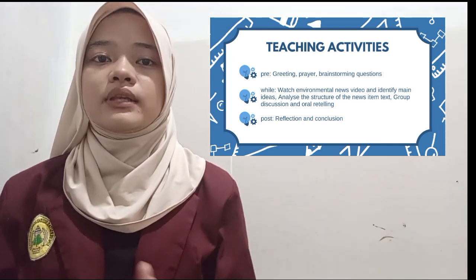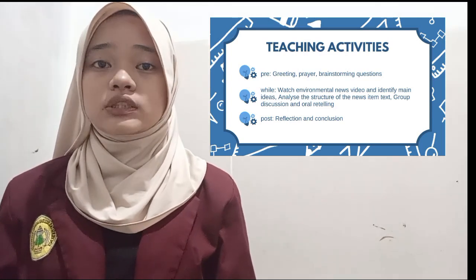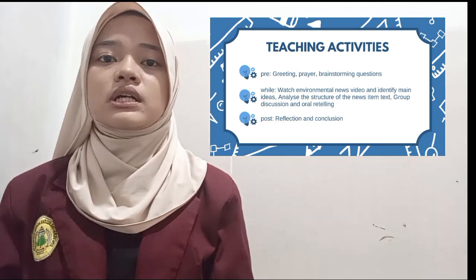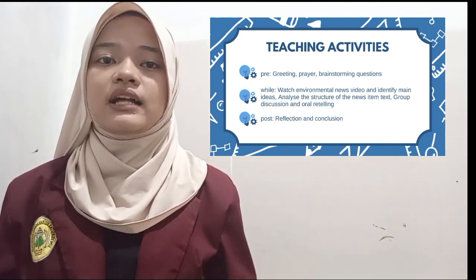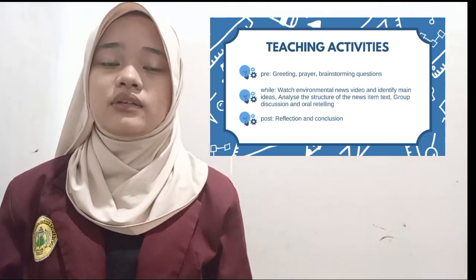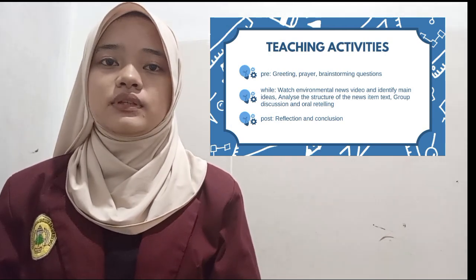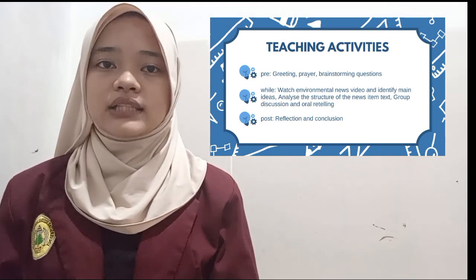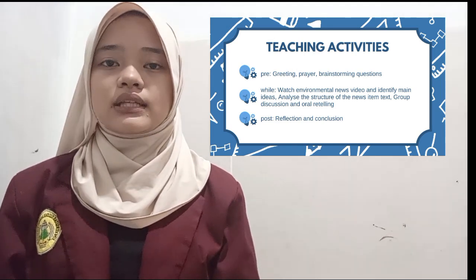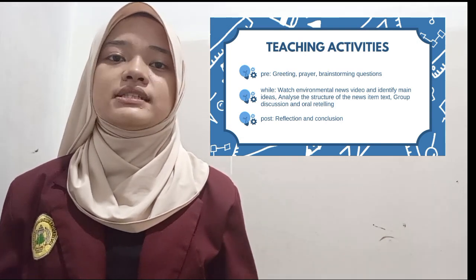from news and identify its main ideas. After that, they analyze the structure of the news item text. Then they work in groups to discuss the information and orally retell the news. These activities reflect the stage of the communicative genre-based approach, namely building knowledge of the field, modeling of the text, and joint construction of the text. And finally, in the post-activity stage, students and the teacher conduct reflections and summarize the lesson.